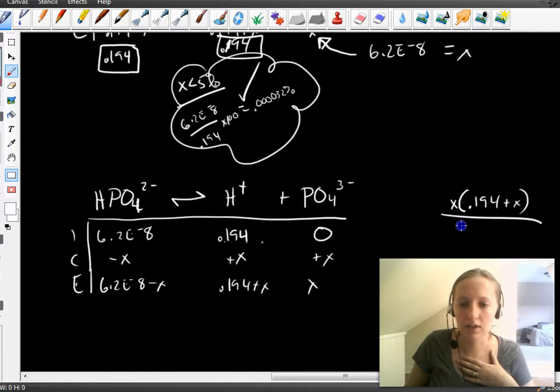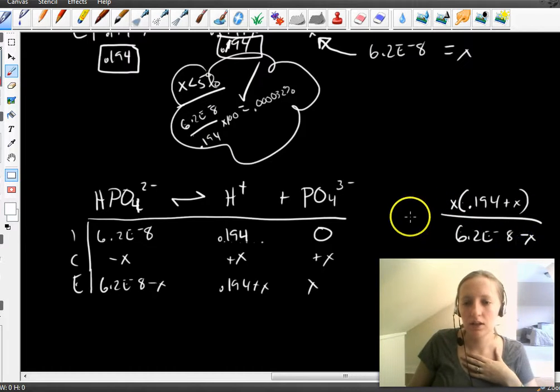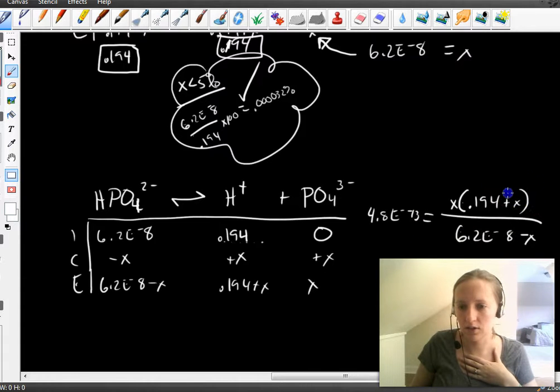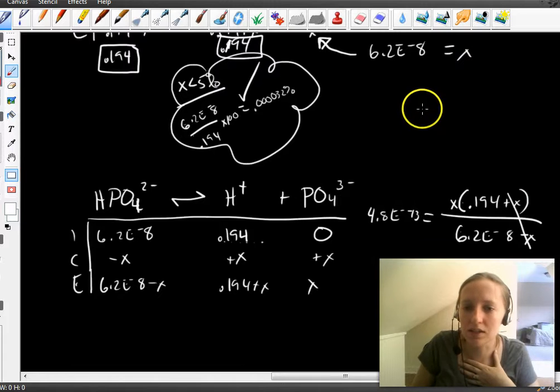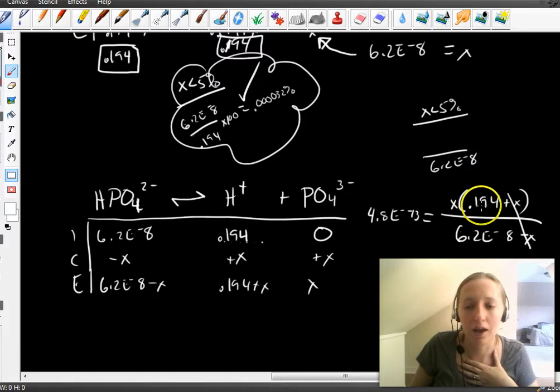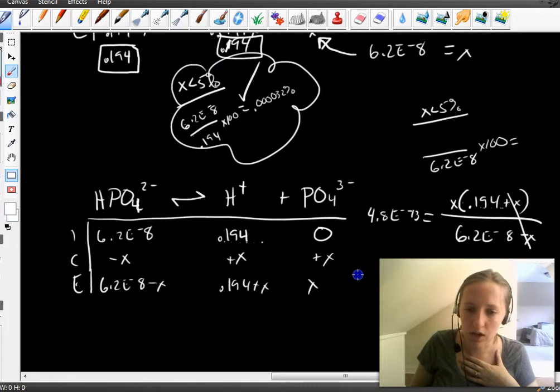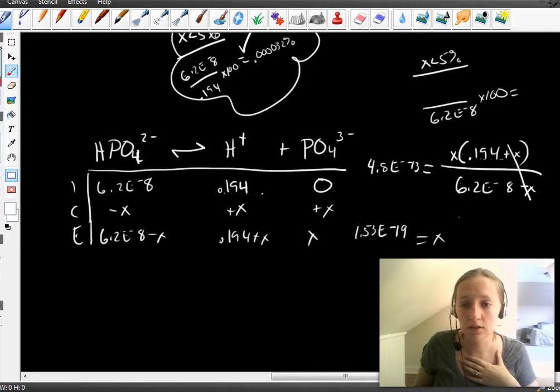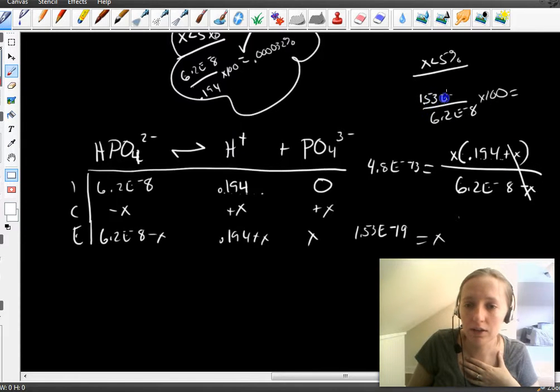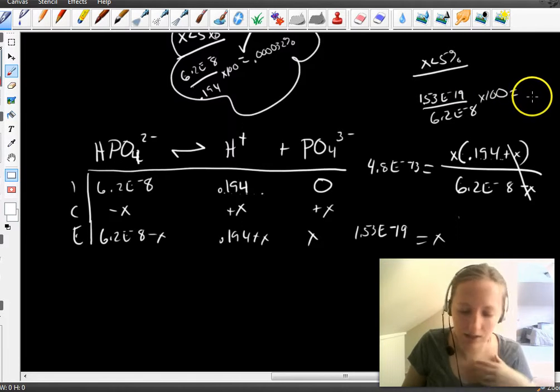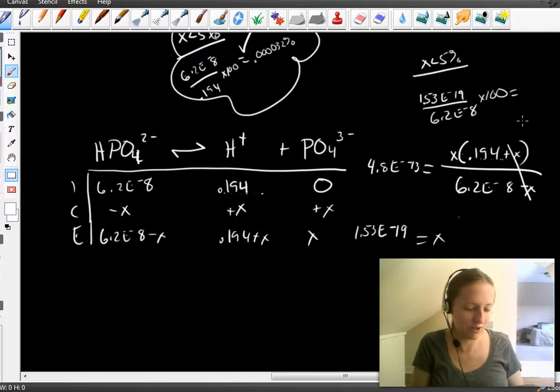So x times 0.194 plus x over 6.2 e to the negative 8 minus x equals, what's our third Ka? 4.8 e to the negative 13. And you kill your x's, which the one to check is x is less than 5% of the small guy, so we need to make sure that he's less than 5% of 6.2 e to the negative 8. He's going to be less than 5% of 0.194 if he's less than 5% of 6.2 e negative 8, that's for sure. So we do some math, we get our x. X is equal to, I love this, 1.53 e to the negative 19. It's very small. So we check, yeah, it will be fine. Look how many decimal places that is. I didn't do that one on my paper. You lose 1 point.